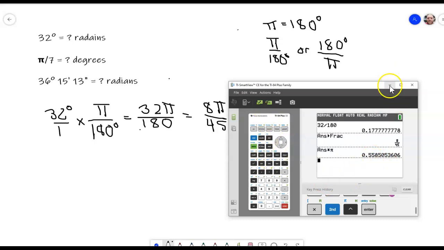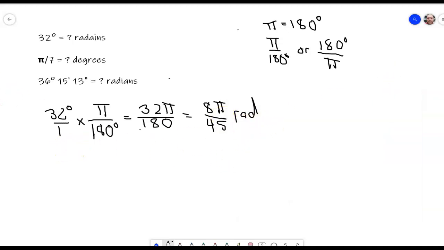radians. All right. So the next one is they're going to start with radians here. So we're going to start with pi over 7.